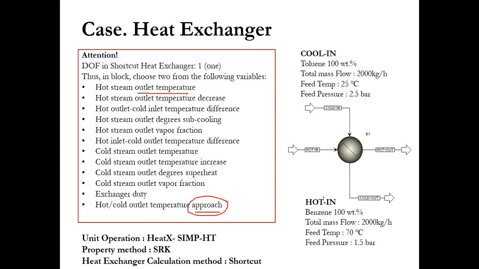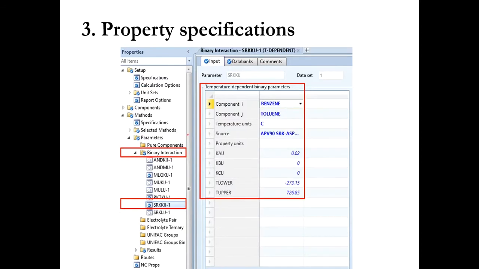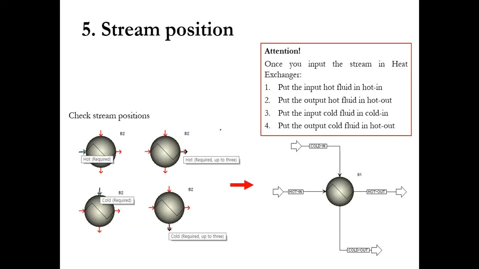And for benzene toluene, if you remember, we have selected SRK as property package and steam NBS as free water method. So we will specify the component, the property package, binary parameters, then we will select the heat exchanger, and there are two hot streams, one is at inlet, one is at outlet, and two cold streams, one at inlet and one at outlet, and the same is written over here.